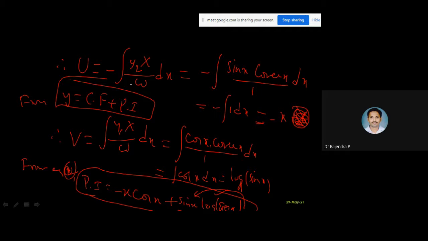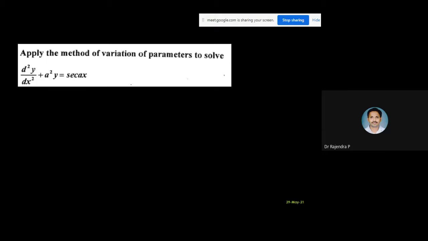Clear? Yes, sir. Yeah, we will do some more. We'll do different types of problems so that I will take similar type of thing. So here, apply the method of variation of parameters to solve. Some textbooks may call it simply MVP, that is method of variation of parameters, short form, to solve this particular problem.